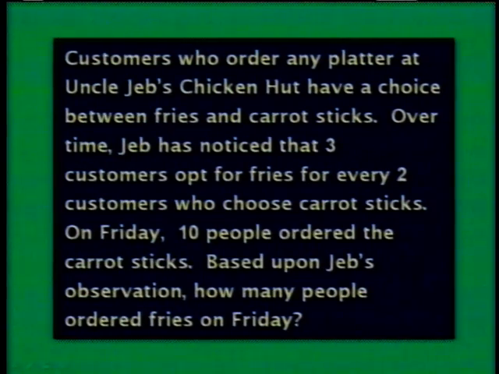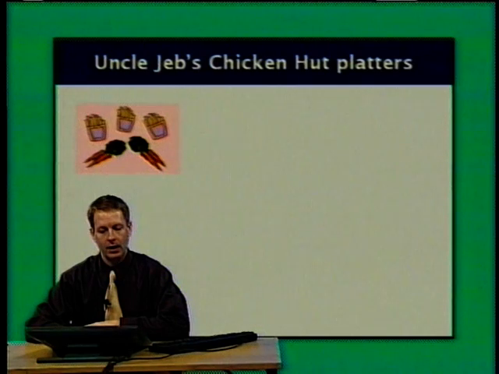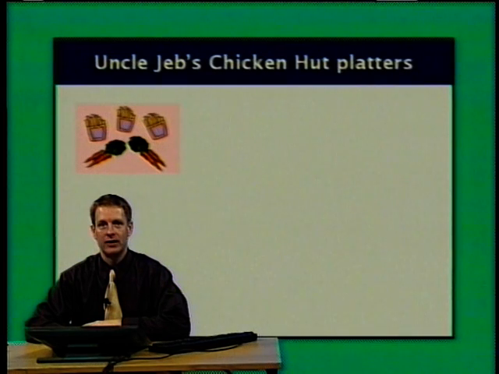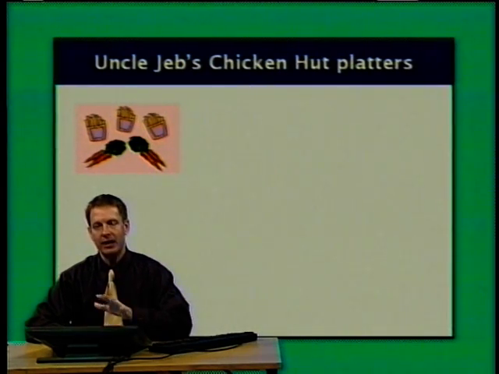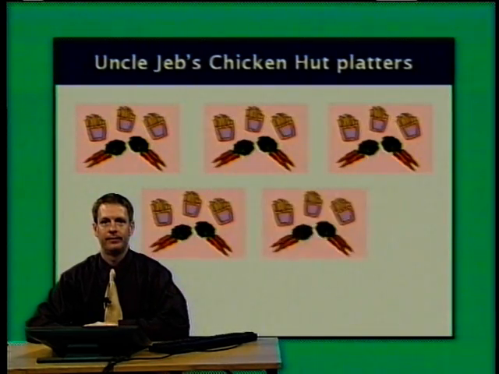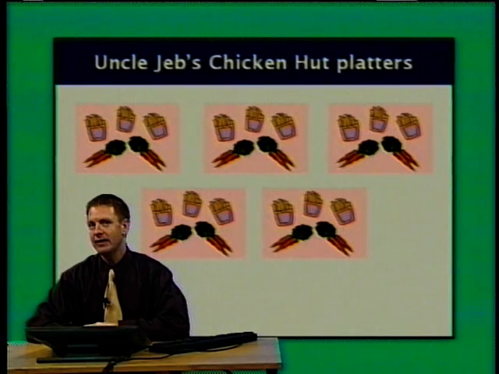All right, let's think through this with some pictures. In a typical day, for every 3 platter people who order fries, 2 people order carrot sticks. Now on Friday, we know that 10 people order carrot sticks. So I'm going to take my little diagram representing 3 fry orders for every 2 carrot stick orders, and I'm going to duplicate it until we have 10 carrot stick orders. And we can see that when we have 10 carrot stick orders, we at the same time have 15 fry orders.